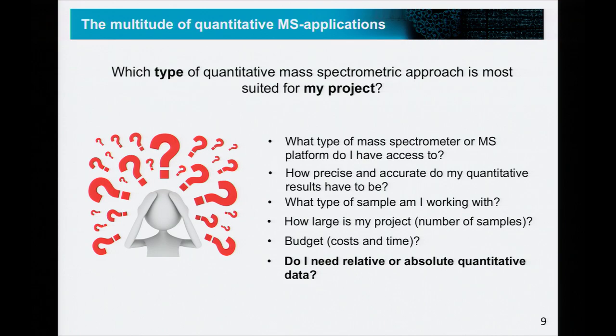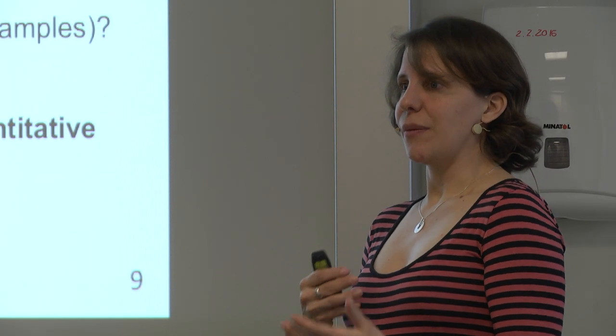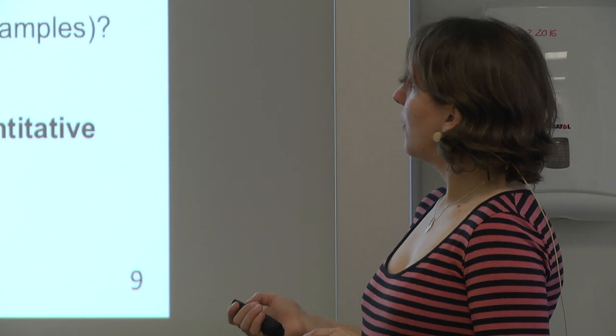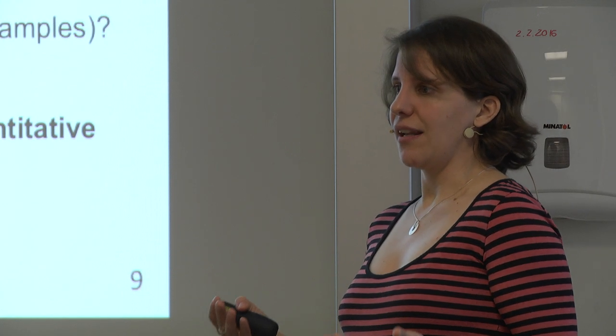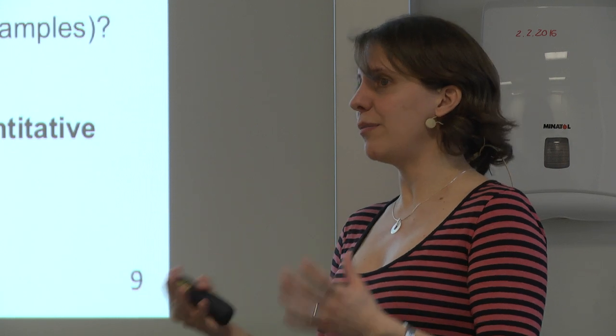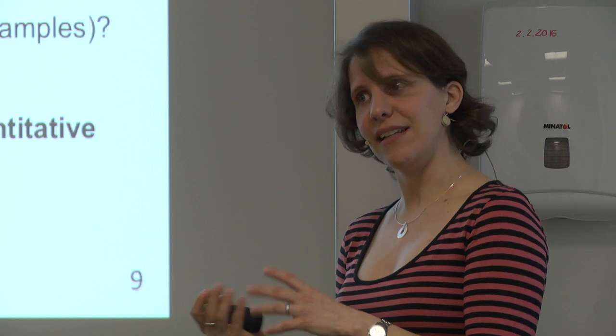Also, one important question is how precise and accurate do your results have to be? It can be that for your project, it will be super important to measure small protein changes between samples, and therefore you will need very small coefficient of variance between your replicates, and therefore it will probably be important to do something like isotope-labeled approaches where you can keep your CVs very small. While in other projects, you're mainly interested in large protein changes, and then maybe a CV of 30% is sufficient, and then you could do label-free quantification more easily.